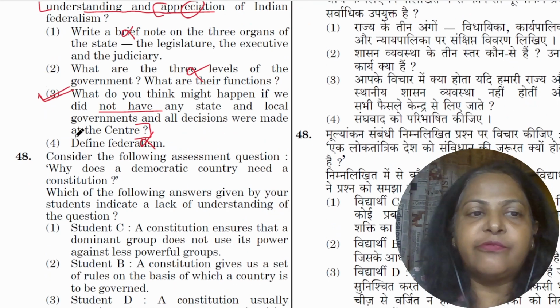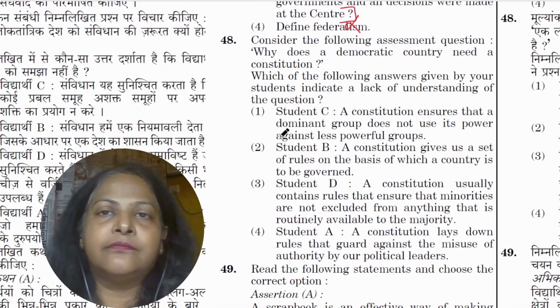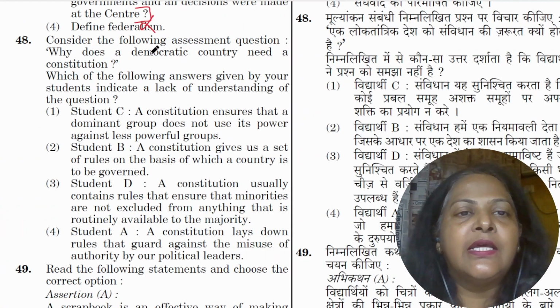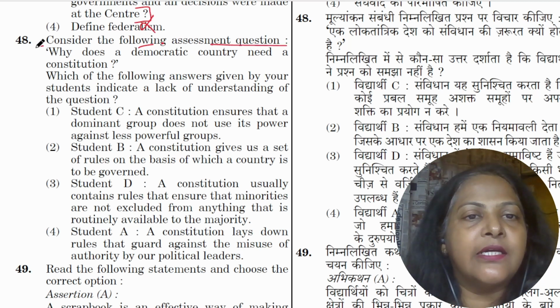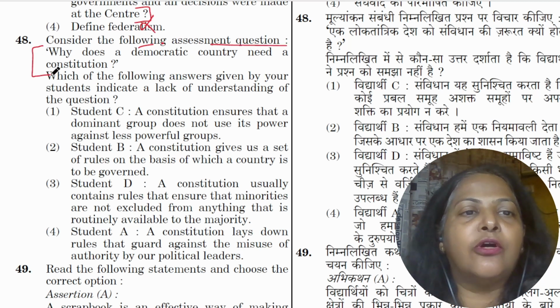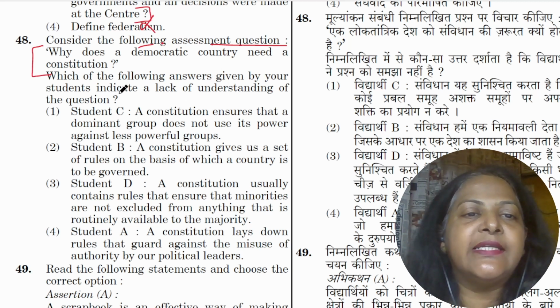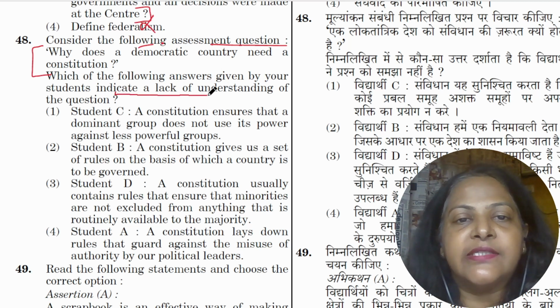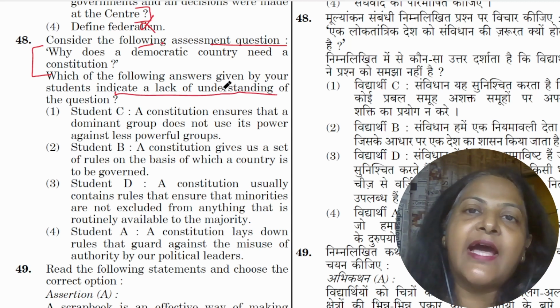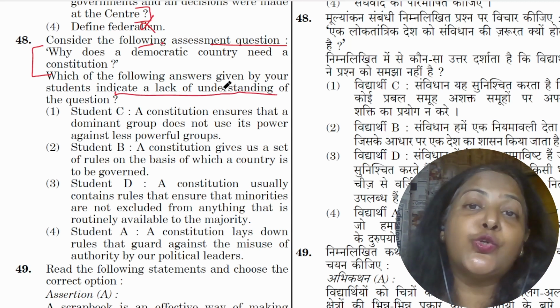The next question, question 48, is also based on Bloom's taxonomy. Consider the following assessment question. Why does a democratic country need a constitution? This is the question which has been asked. So the teacher is asking this question. Which of the following answers given by your student indicate a lack of understanding? So now you have to point out that answer which does not show any understanding.